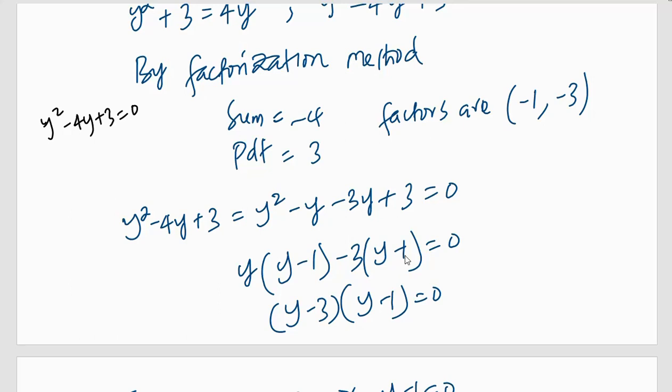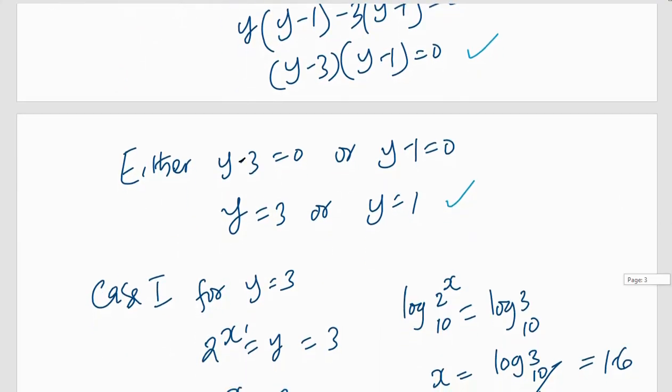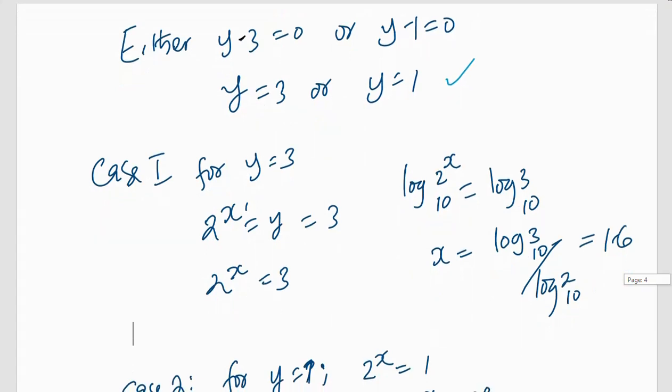Therefore, I factorize to get y minus 1 times y minus 3, and this is equal to 0, which takes us to the solution whereby either y minus 3 is equal to 0 or y minus 1 is equal to 0, which gives us y is equal to 3 and y is equal to 1. Remember, we are told to find the value of x, so we can now use case 1 where y is equal to 3. 2 to the power x is equal to y, so 2 to the power x is equal to 3.